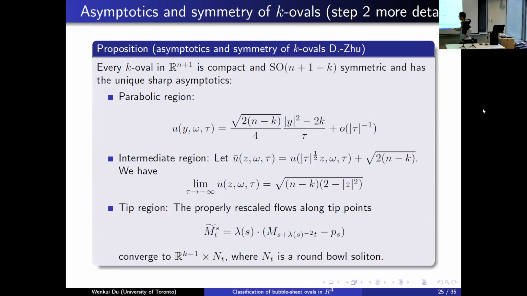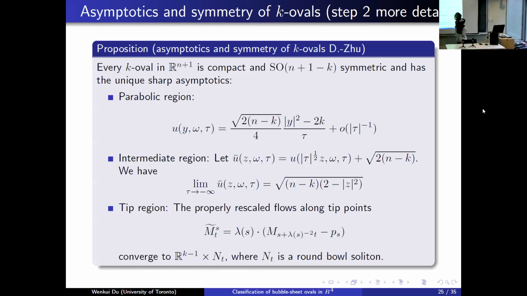Think about the oval and its asymptotics. In the previous spectral quantization, we only studied the asymptotics in this region, but in order to get the rigidity or classification, we have to extend the asymptotics from this region until the tip.